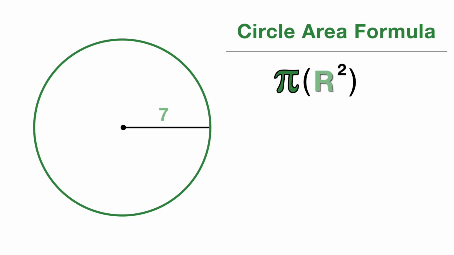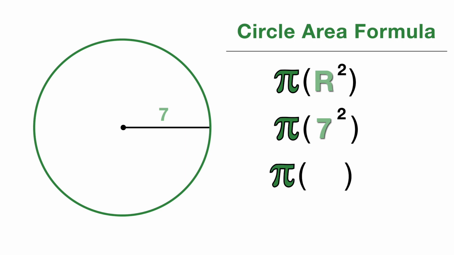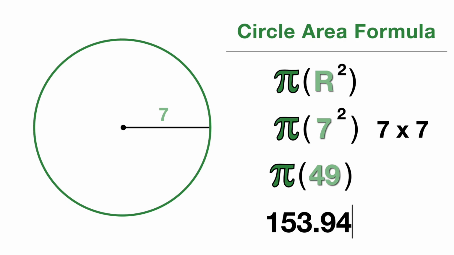The circle area formula is this right here: you go pi times the radius squared. In this case, the radius is 7, so you're going to have pi times 7 squared. Do the 7 squared first, and remember, 7 squared is just 7 times 7, which is 49. So we have pi times 49, which gives us 153.94. The units aren't defined in this one, so we just say 153.94 units squared.